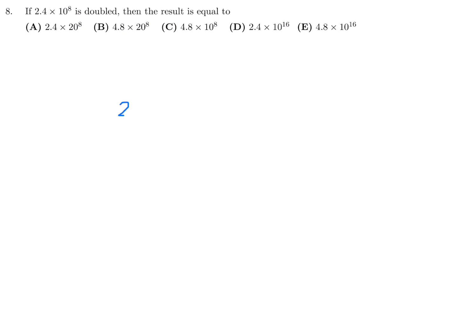If 2.4 times 10 to the power of 8 is doubled, then the result is equal to. So double just means you're multiplying by 2. If you do that, you get 4.8 times 10 to the power of 8. And that's it. No reason to make this any more complicated than it is. 4.8 times 10 to the power of 8 matches choice C for number 8.